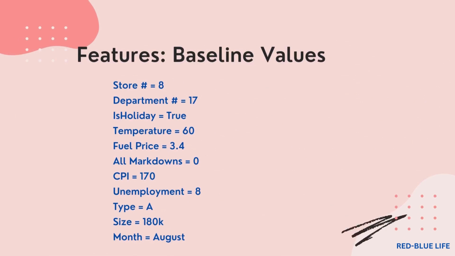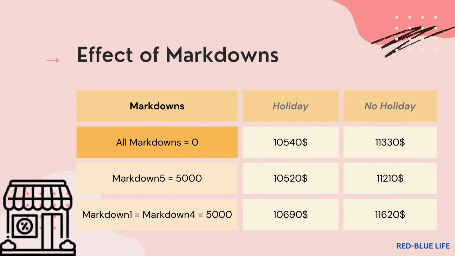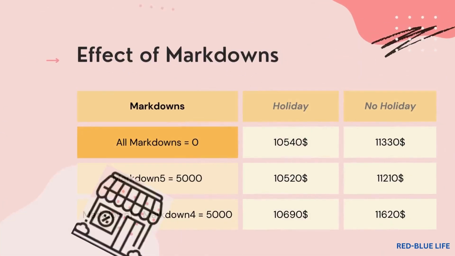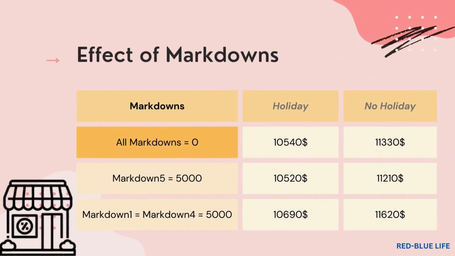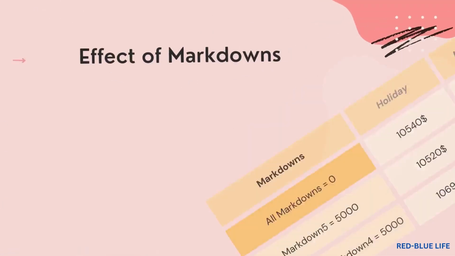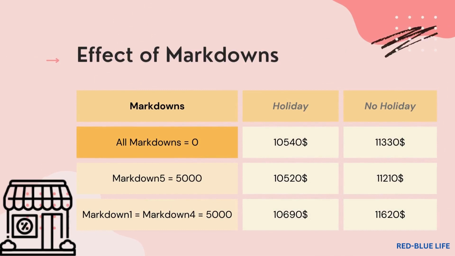In the first prediction, we check the effect of markdown. $10,540 is the sales of our baseline features, where all the markdowns are 0. And we see an increase of around $800 when there is a holiday. When we set markdown 5 equal to 5,000 and compare its sales with the baseline, there is not much change on a regular day, but we see some reduction on holidays. This means that this markdown results in a loss with the current features.